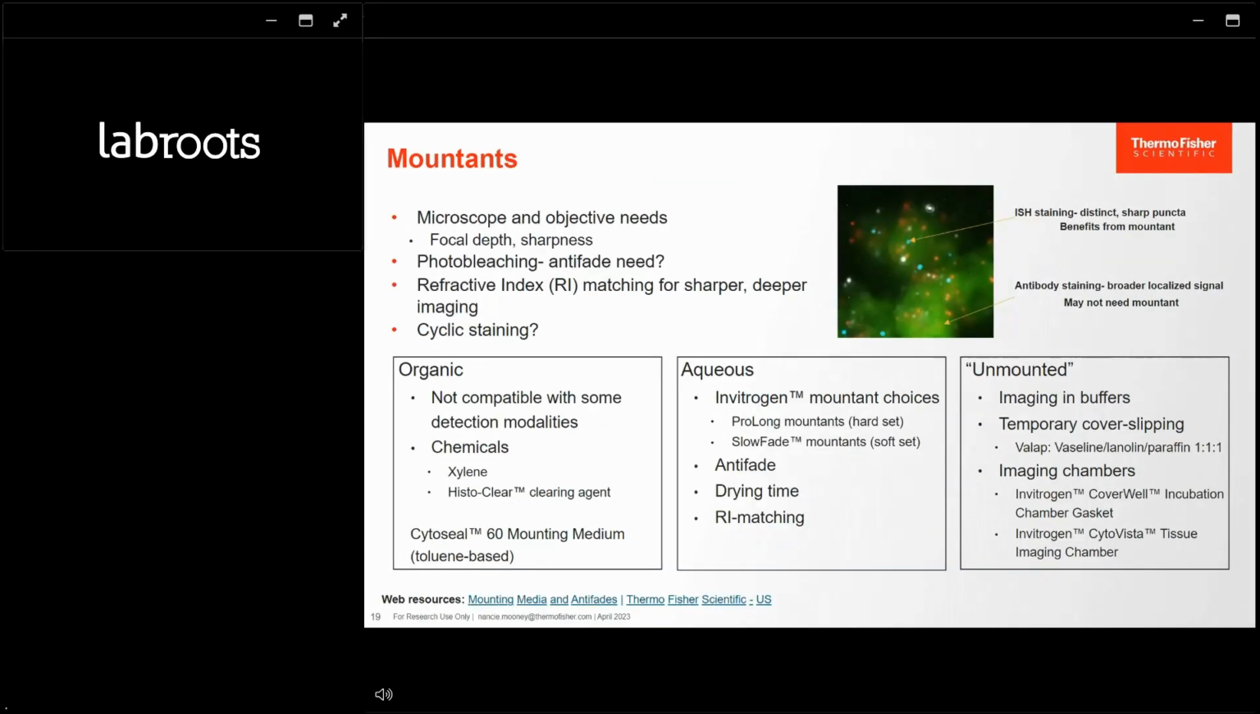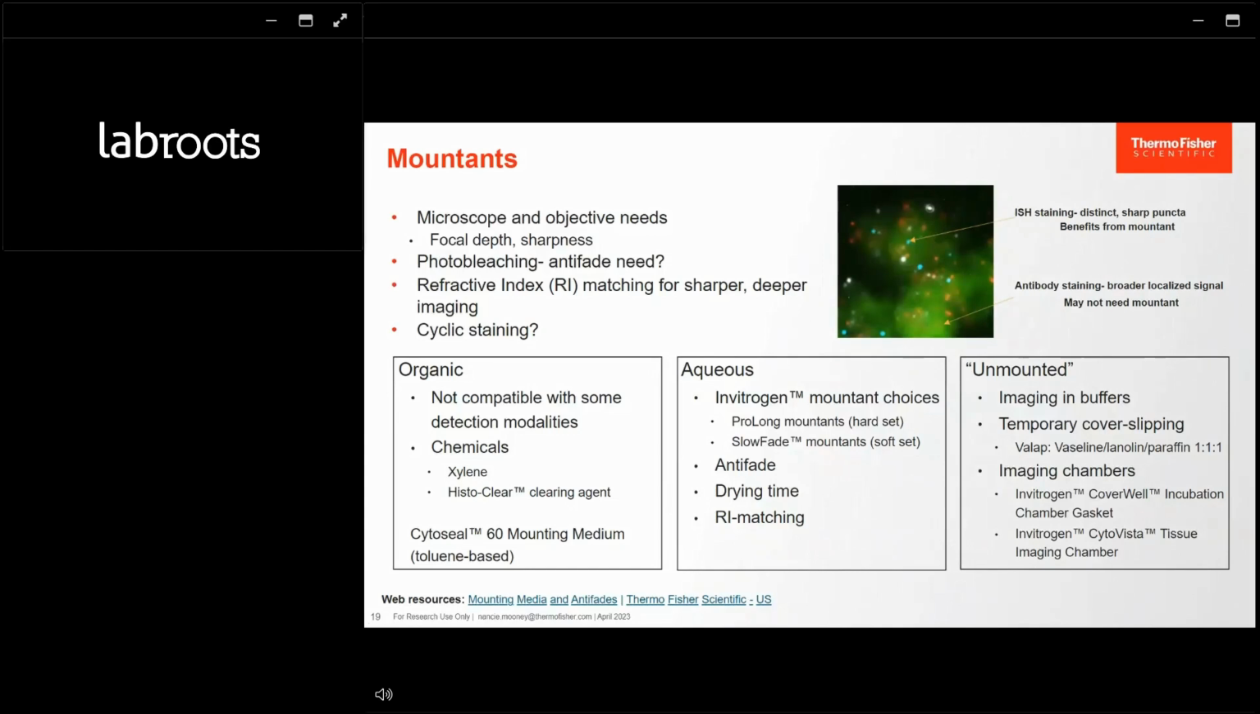So when working with various detection strategies, one of the other things to consider is your imaging and your mountant. Based on your microscope and objective needs, the focal depth and the sharpness of the image that you're trying to get, it's important to consider all of these when choosing mountants. So if you're using some kind of fluorescent detection modality, you might want to consider whether you need an anti-fade reagent. Are you concerned about photobleaching? That being said, if you're doing some kind of cyclical staining where you intend to photobleach in between your staining cycles, you might not want to include an anti-fade, as that might make that more complicated.